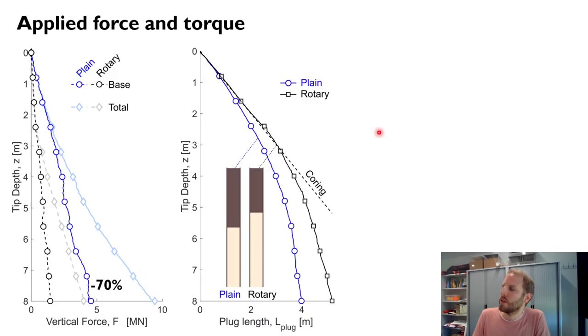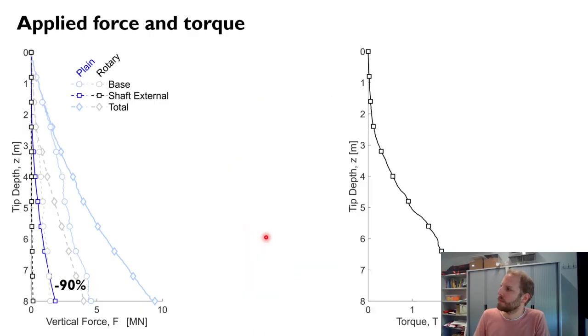This reduction is intimately linked to the plug behavior. So this is the plug length. If the pile was fully coring, this is the dashed line, the length of the plug would be equal to the penetration depth of the pile. Anything that diverges from this line indicates some partial plugging at least, and when it becomes almost vertical, it's full plugging. You can see that for plane jacking, the plugging starts, or partial plugging starts, as early as 1 meter depth, while it is delayed in the case of rotary jacking. And at the end, both are partially plugged, but to different amounts.